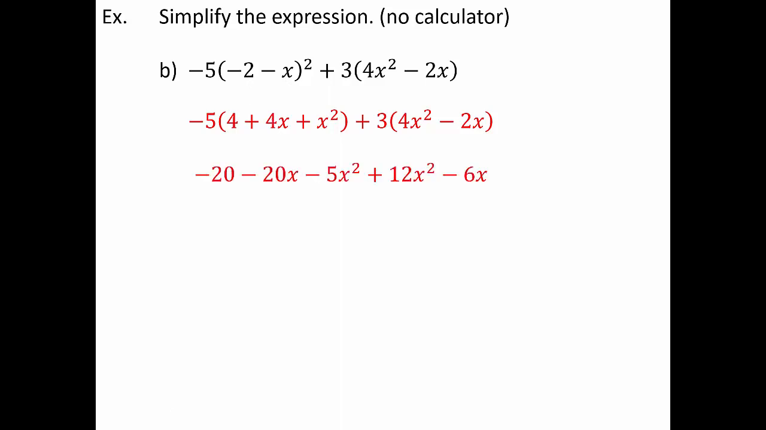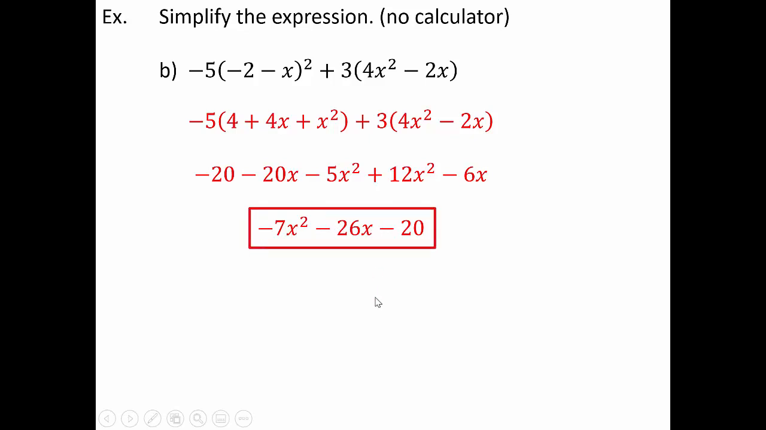From here, we'll distribute, and I get negative 20 minus 20x minus 5x squared plus 12x squared minus 6x. Combine like terms, and writing them in descending order because why not? It's how we typically write it. I end up with negative 7x squared minus 26x minus 20, final answer.